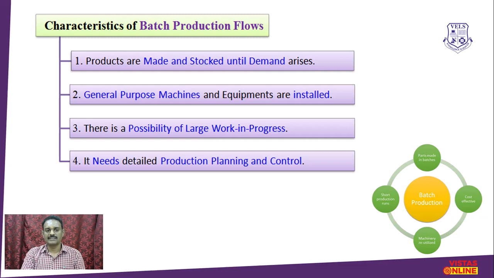This type of production system needs detailed production planning and control, because it is a large quantity they are producing, and depending upon the order they need to change the design of the product, as well as they are using different product routing for that product.